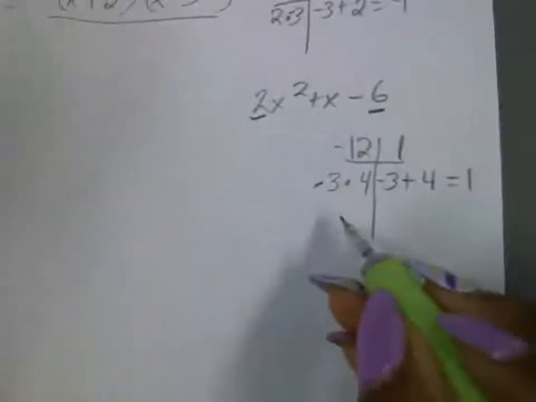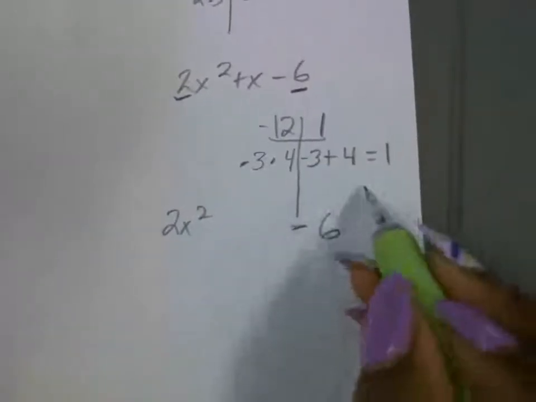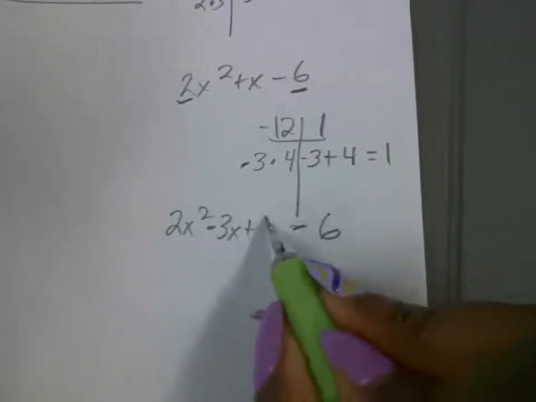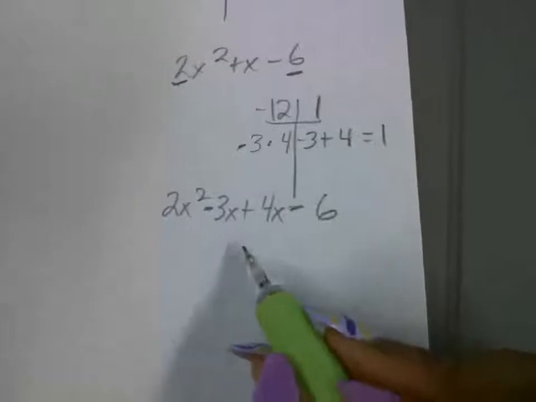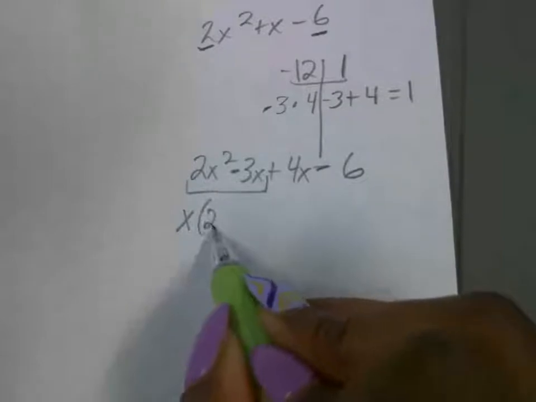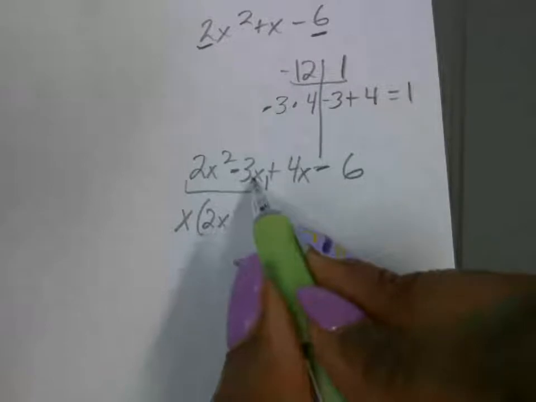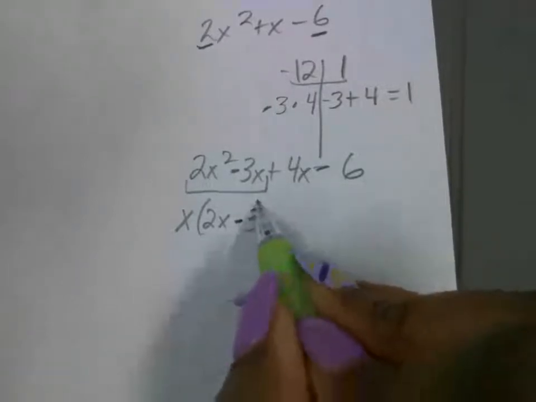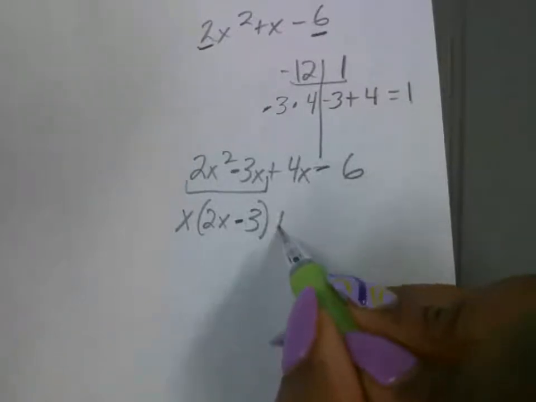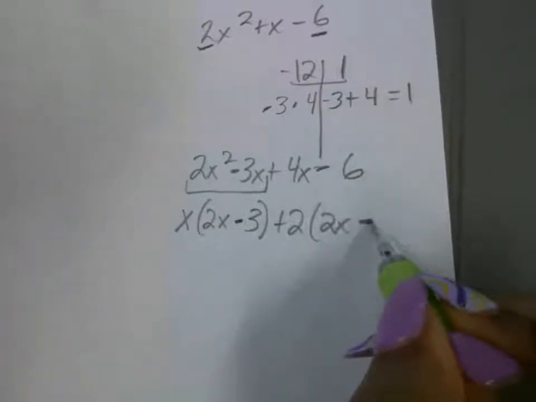So now what we have is 2x squared, bring down the minus 6, and in the middle, you're going to use minus 3x plus 4x. Factor by grouping. The greatest common factor here is x. So this gives me 2x, and this gives me -3. And here I take out a plus 2, and this gives me 2x, and this gives me -3.